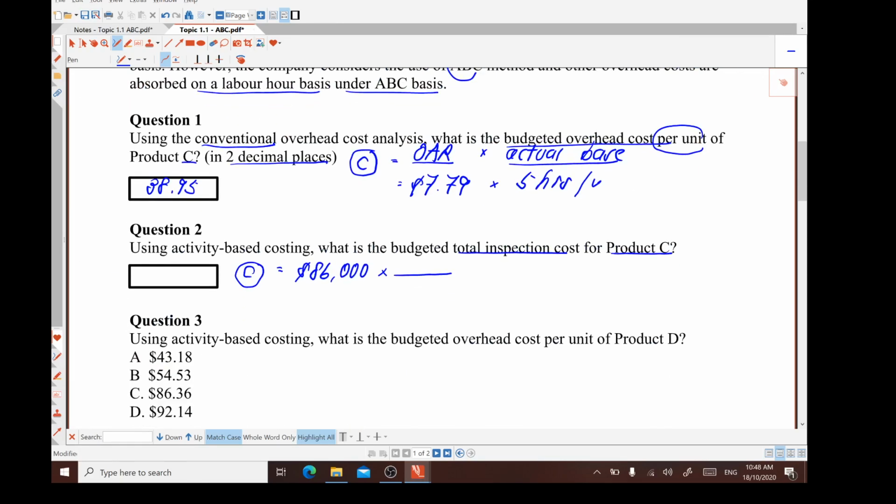So if you wish to be quick, instead of taking 6/10, we can directly use the $86,000 and multiply by 60% will do. All right, so this would give rise to 51,600.